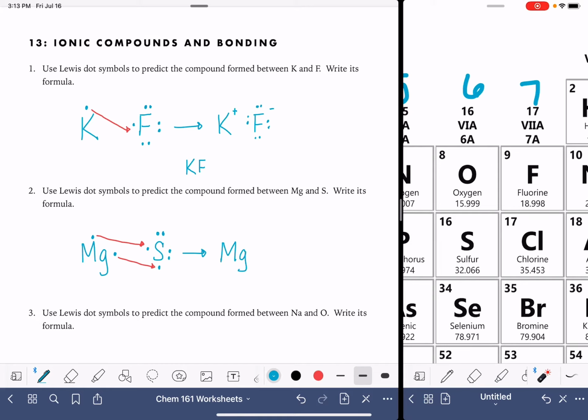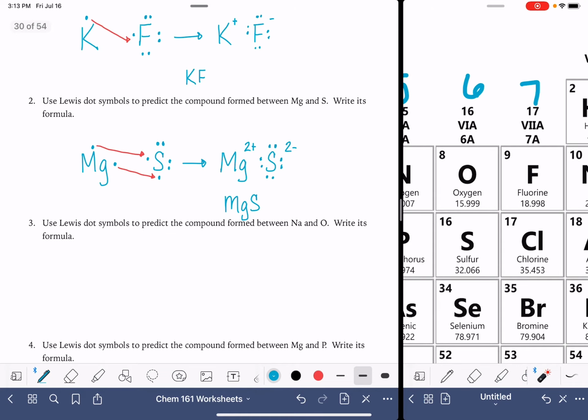After this is done, the magnesium will have a 2+ charge because it's lost its 2 electrons. The sulfur will have 8 electrons around it, and because it's picked up 2 electrons, it has a 2- charge. The formula for this is going to be MgS, 1 magnesium required to make that sulfur happy.